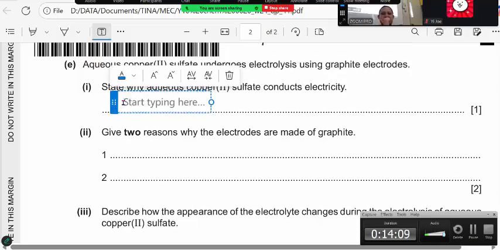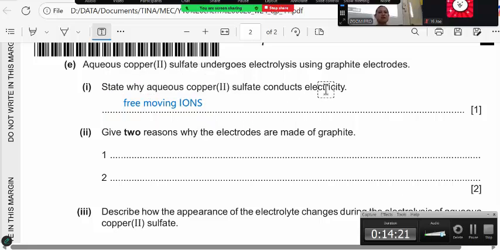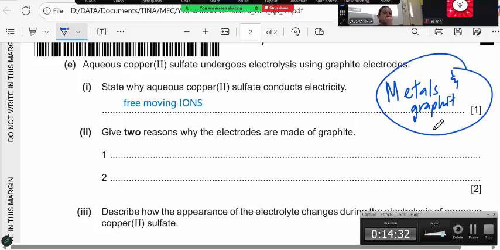Why does aqueous copper(II) sulfate conduct electricity? It has free moving ions. Only metals can have free moving electrons. Every student gets this wrong. Only metals, and also graphite, have free electrons. Ionic compounds have free moving ions, okay?